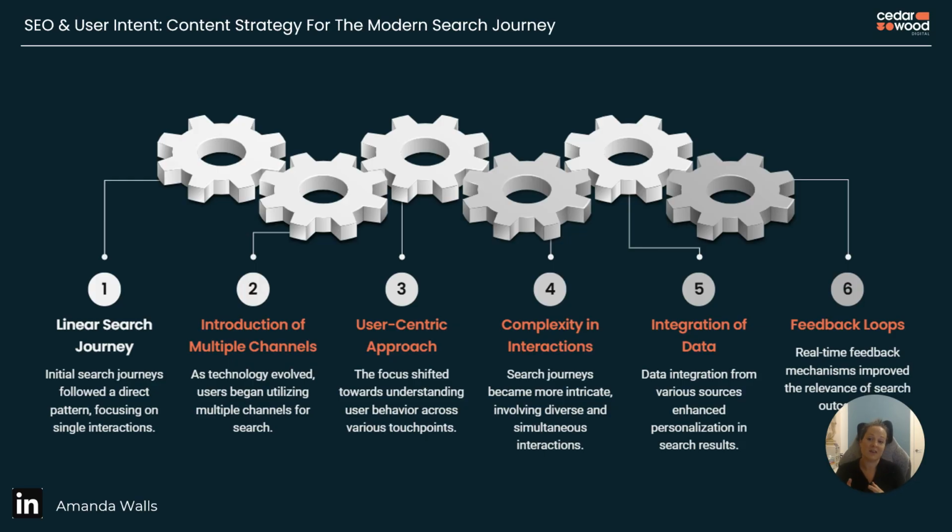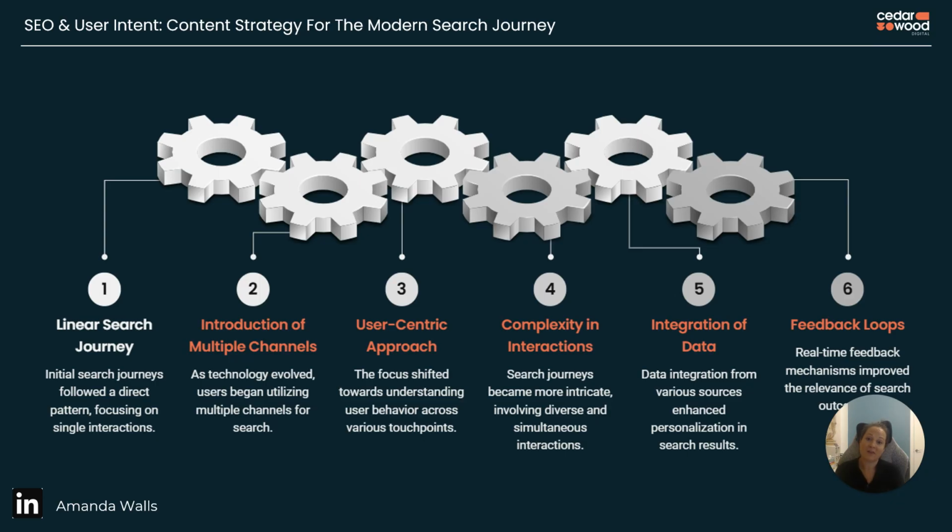In addition to that linear search journey, we have all these other elements that go into it. So things like multi-channel, so we've got a lot more channels and a lot more different channels where users are starting a search, whether it be Google or Amazon or TikTok, there's a lot more options out there. We have a more user-centric approach where the focus is shifted towards understanding user behavior across various touch points. So that could be voice search, a mobile phone, a desktop, an iPad, whatever the case might be. We have more complexity in interactions. So search journeys are more intricate than they've been. They involve diverse and simultaneous interactions now.